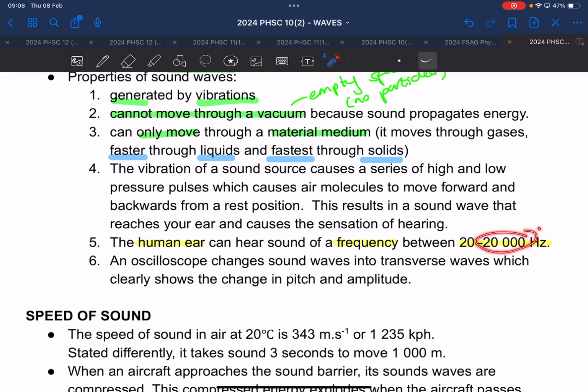So if something is above 20,000 hertz, we call it ultrasound. Then you can't hear it anymore. Dogs and cats and animals can actually hear that, but you can't. Your ear can't hear that. And then I've spoken about how an oscilloscope changes sound waves into transverse waves. So it changes longitudinal waves into transverse waves so that you can see the pitch and the amplitude.